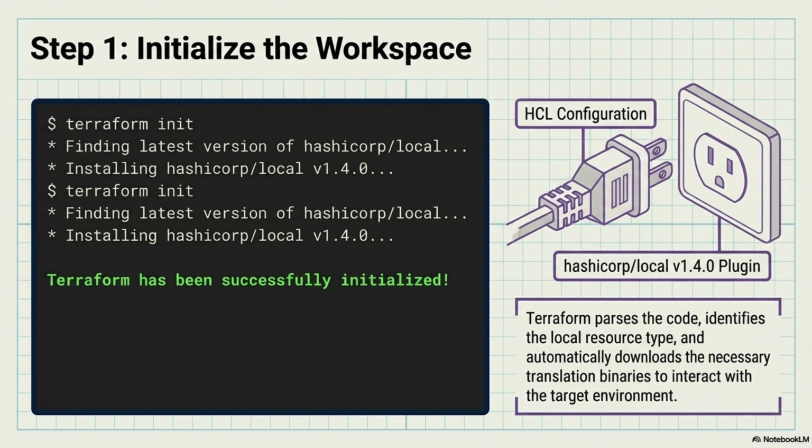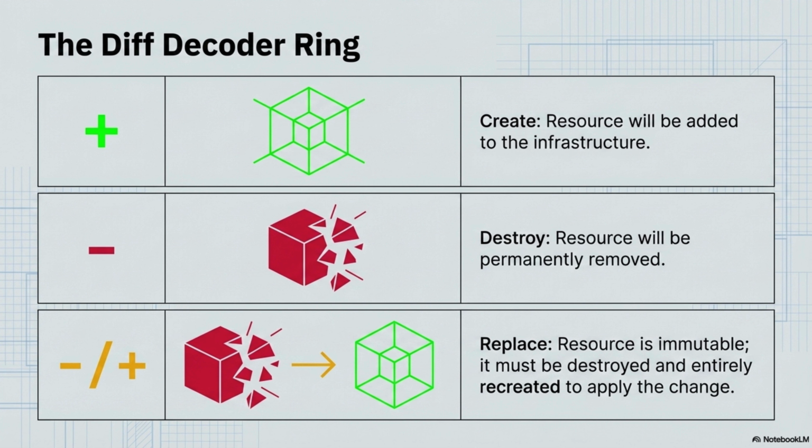The diff decoder ring. Now comes something most beginners ignore, but it's critical. Terraform communicates changes using symbols. Plus means create, minus means destroy, plus minus means replace, as illustrated in this diagram. Replacement happens when Terraform can't safely modify a resource. This is Terraform telling you exactly what it's about to do.